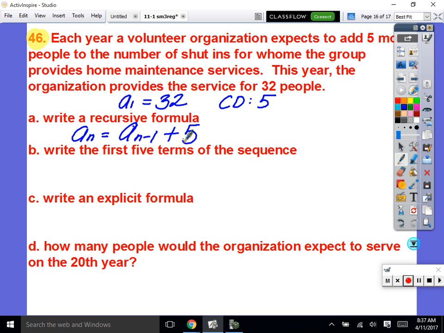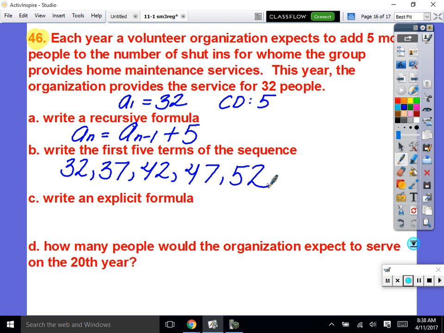So number B, it says write the first 5 terms of the sequence. So this one's great. This one's easy. 32 plus 5, plus 5, plus 5, 1, 2, 3, 4, and plus 5. Okay, so the first year they have this many, second year this many, third year, fourth year, fifth year. Everybody understand? Okay, awesome.